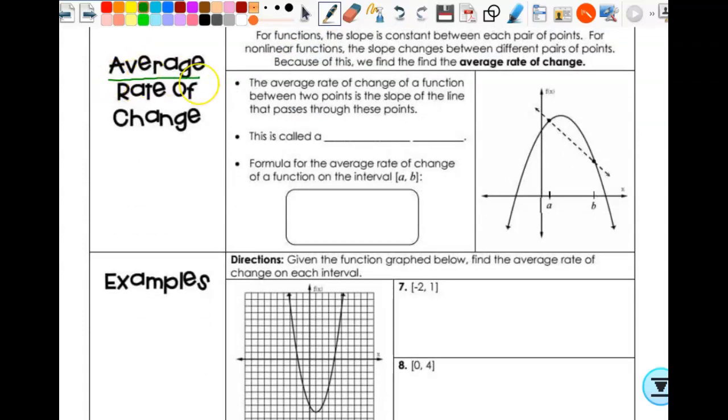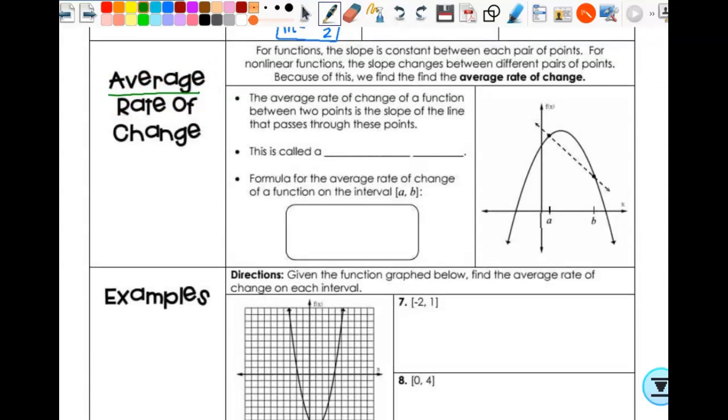Okay, average rate of change. For functions, and this really should say for linear functions, the slope is constant between each pair of points, any 2 points you pick. For non-linear functions, the slope changes between different pairs of points. Okay? So like I said before, if we're looking at this parabola, as it's increasing then decreasing, the rate of change changes throughout the entire thing, right?